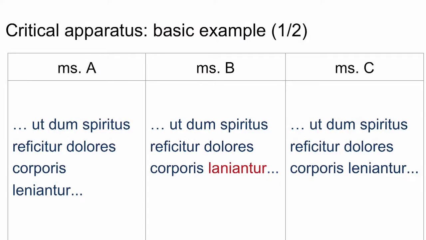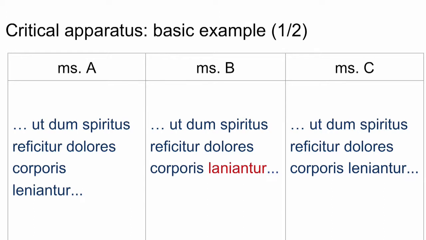Let's say that we have three manuscripts for a text, and they have, for the same part of the text, a little difference in their versions. For instance, we have in one manuscript, "ut dum spiritus reficitur dolores corporis leniantur", which means more or less that while the spirit is restored, the pains of the body are soothed. We have this text, which makes perfect sense in manuscript A and manuscript C, right?